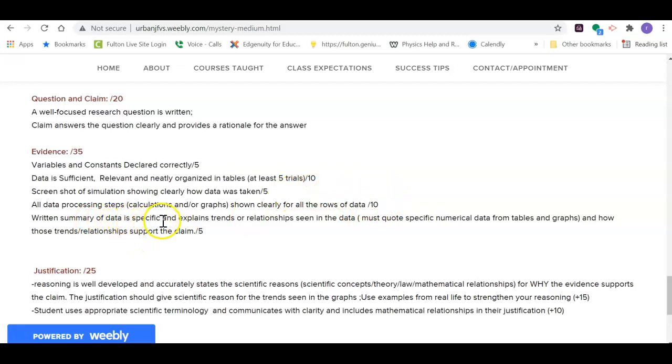The written summary of data is specific, so you look at the theta 1, theta 2 values. You can see which is bigger, which is smaller, and then what happens to theta 2 as theta 1 increases. What does the graph show as the trend? All of this is your written summary.